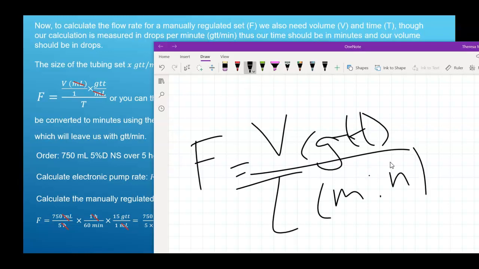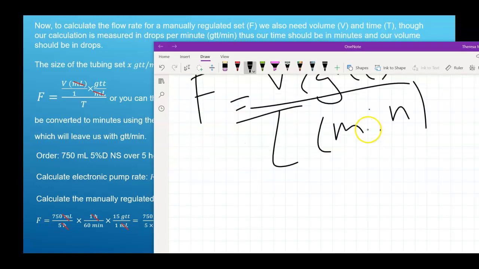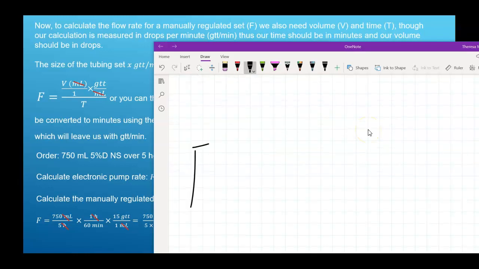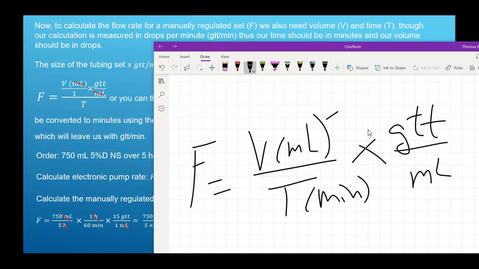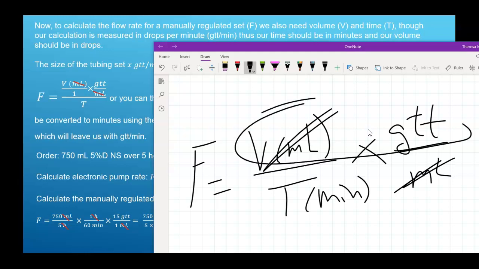And to get the volume in drops instead of milliliters, you have to take your volume in milliliters over your time in minutes and multiply it by the drop rate, which is drops per milliliter. So you see your milliliters cancel and your volume will be in drops over your time in minutes.